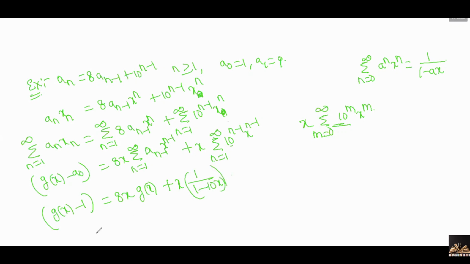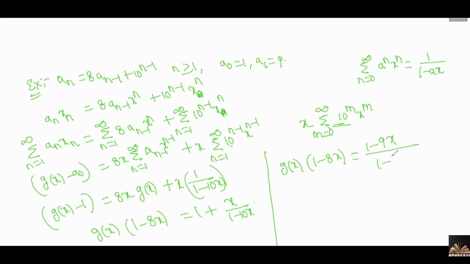Clear? Right? Now you take this g of x as common. Therefore, you will get 1 minus 8x is equal to 1 plus x by 1 minus 10x. Right? X by 1 minus 10x, and this can be simplified as g of x into 1 minus 8x is equal to, take 1 minus 10x as common, then it becomes 1 minus 10x plus x, that is 1 minus 9x by 1 minus 10x.